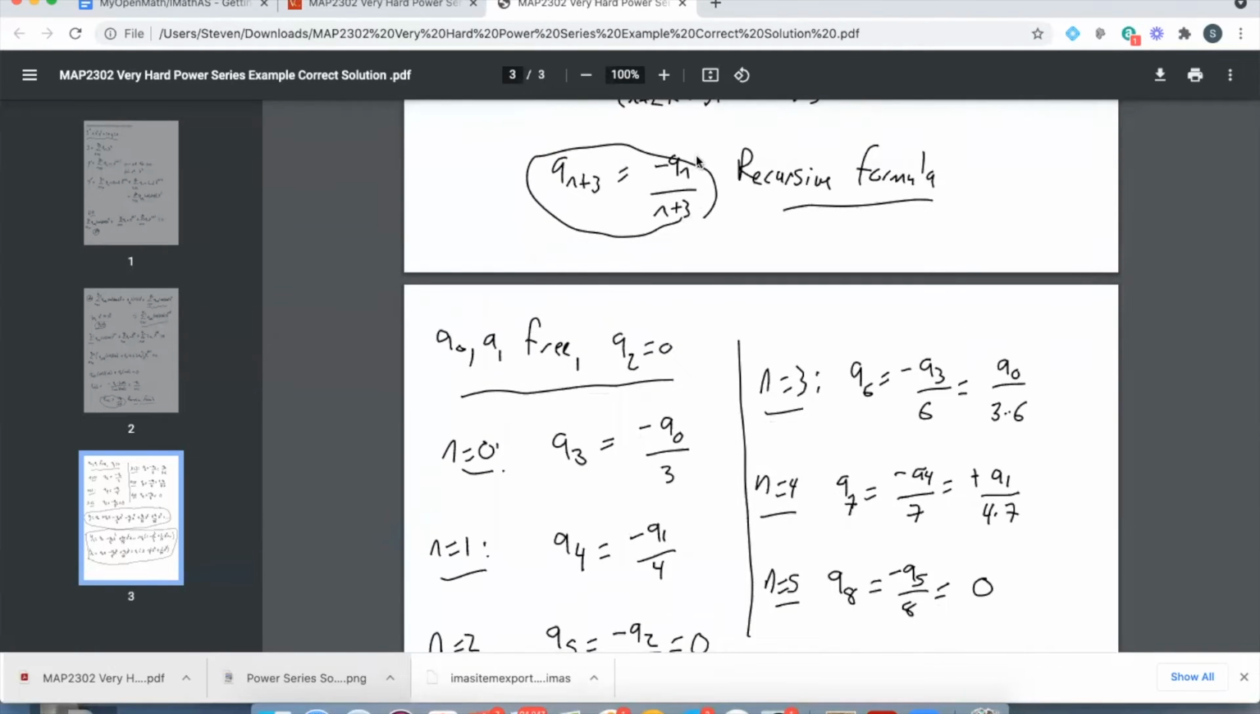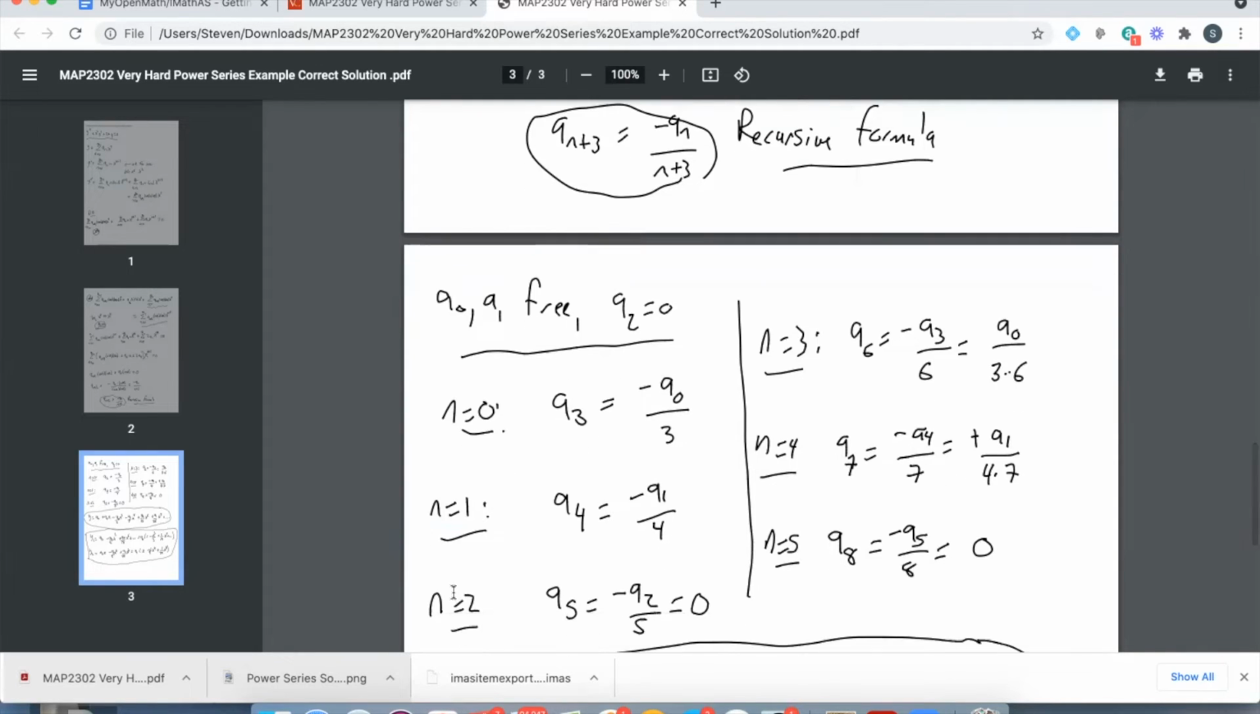Okay, so I'm using this formula. If I plug in n equals 0, so 0 plus 3 is A3, I get A0 over 3. I'll do a couple of these here. If I plug in n equals 1 into this formula, A4, plugging in a 1 there, plugging in a 1 there, we get this. What about if I plug in n equals 2?